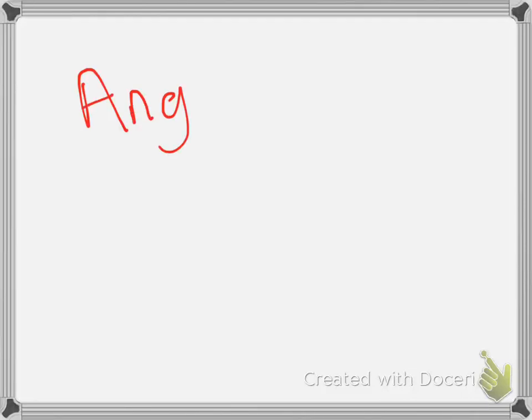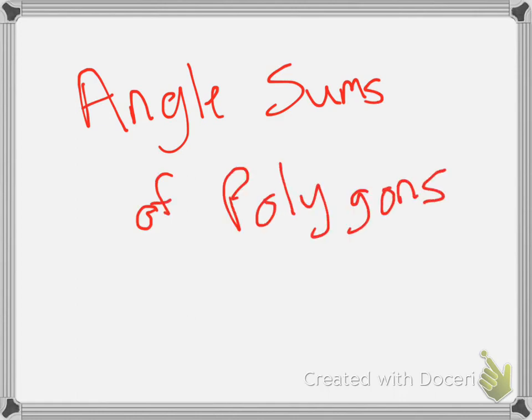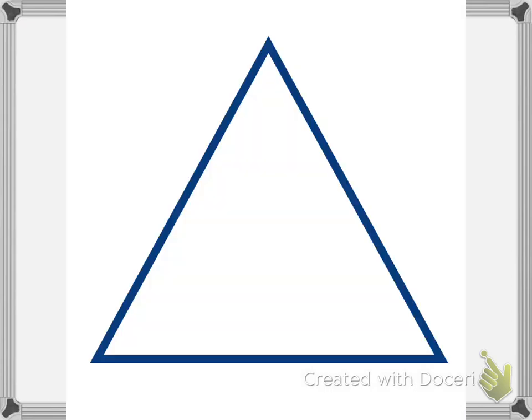Alright, today we are going to talk about angle sums of polygons and how to exactly find the angle sums of a polygon. First, let's take a look at a triangle. So when I have this triangle, what is the measure of a triangle? So therefore, what do all the angles of a triangle have to add up to? Hopefully you said 180 degrees. That would be correct.